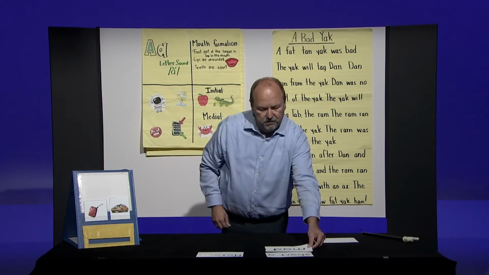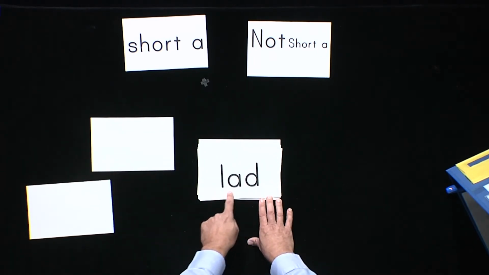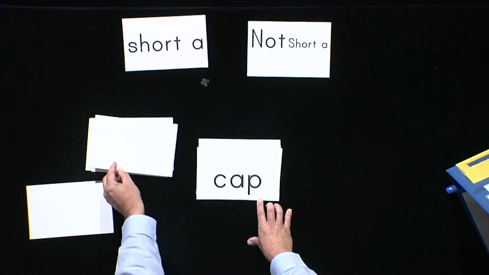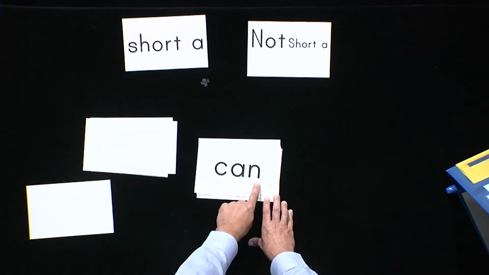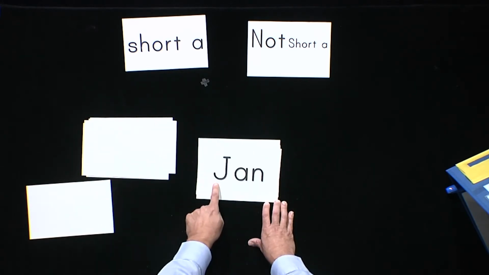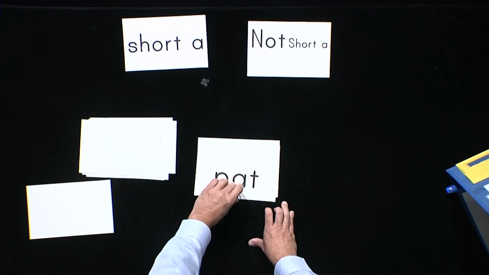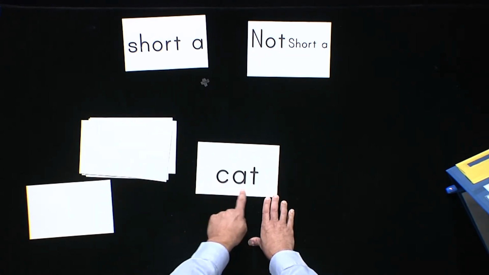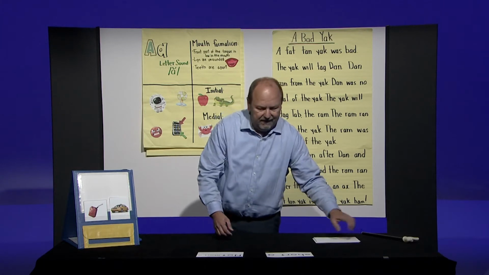Let's read our short A words one more time. Mad, lad, van, cap, can, dad, Jan, Pat, man, our last word is cat. Very good job. That is some awesome reading today.